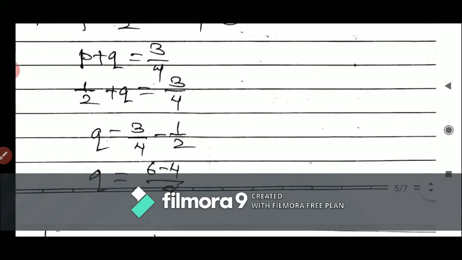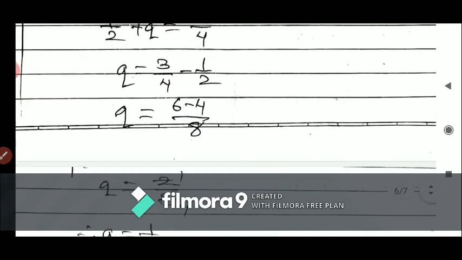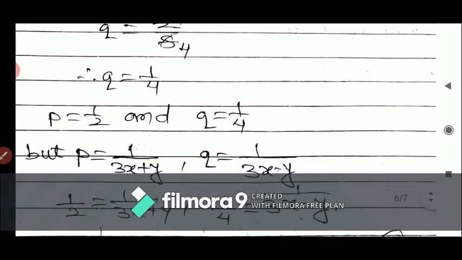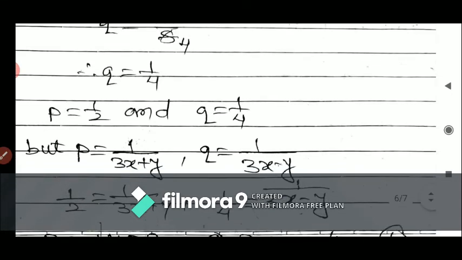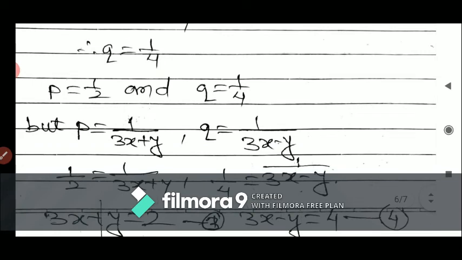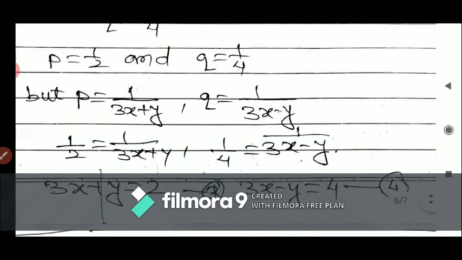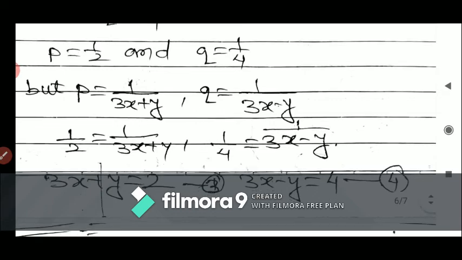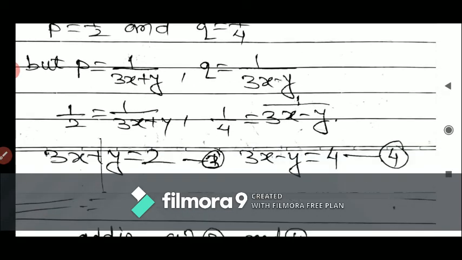See here how to solve. Therefore p is equal to 1 by 2 and q is equal to 1 by 4. But p is equal to 1 divided by 3x plus y and q is equal to 1 divided by 3x minus y. We take the new variables for this. Therefore putting values of p and q, we get again two equations. First is 3x plus y is equal to 2 and 3x minus y is equal to 4.